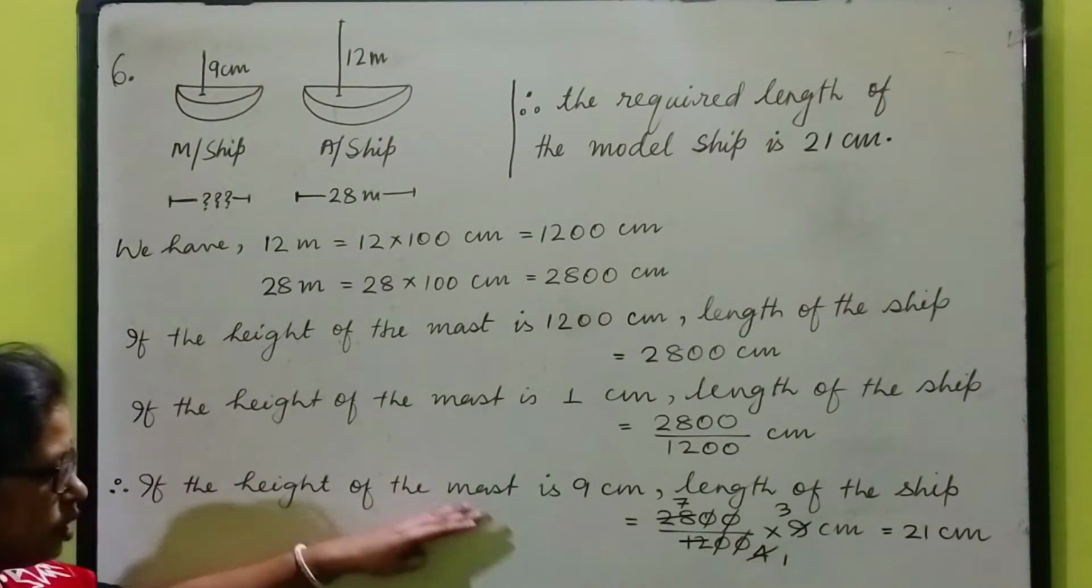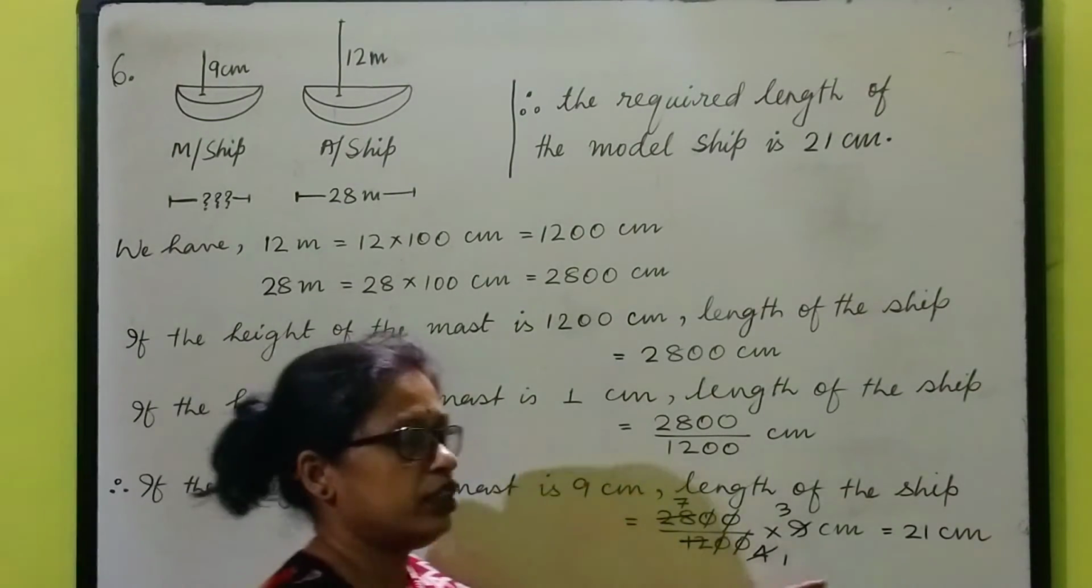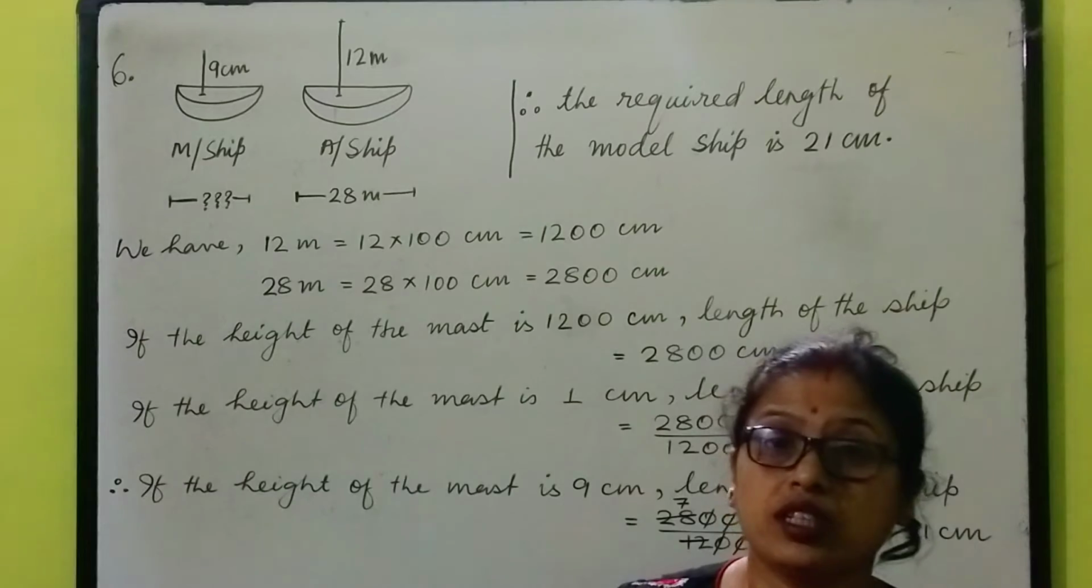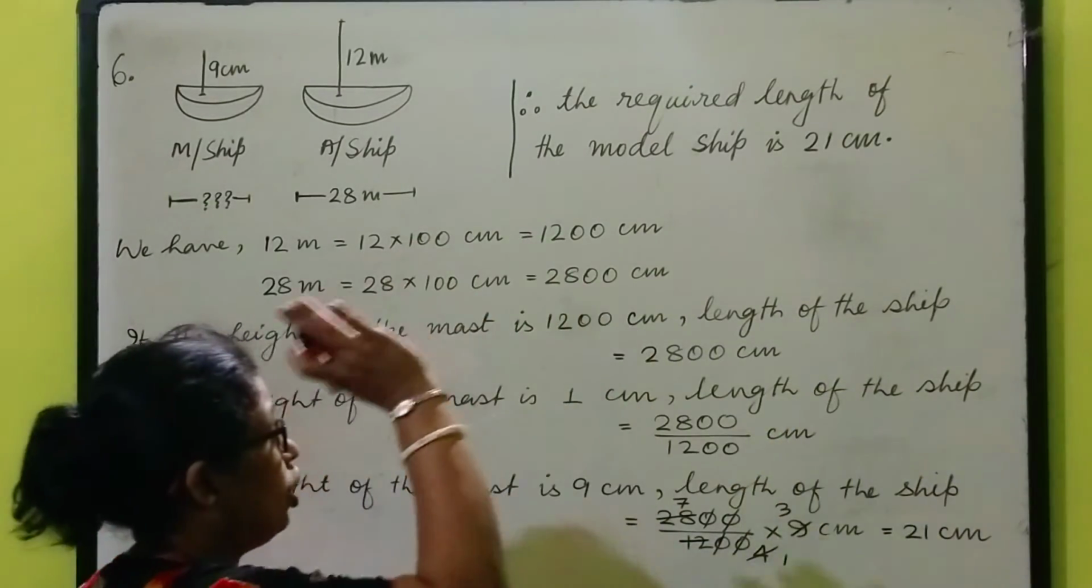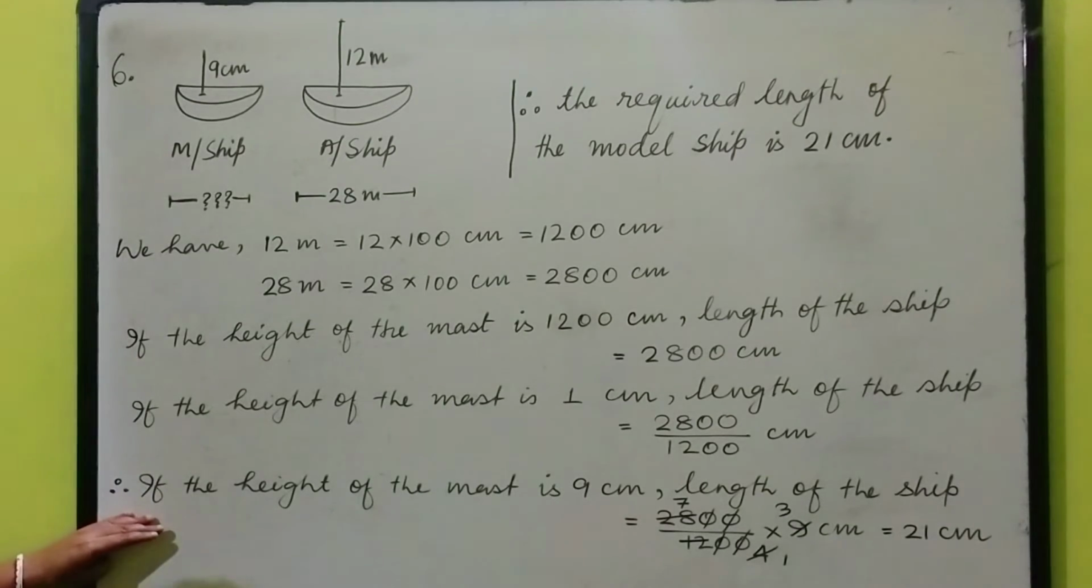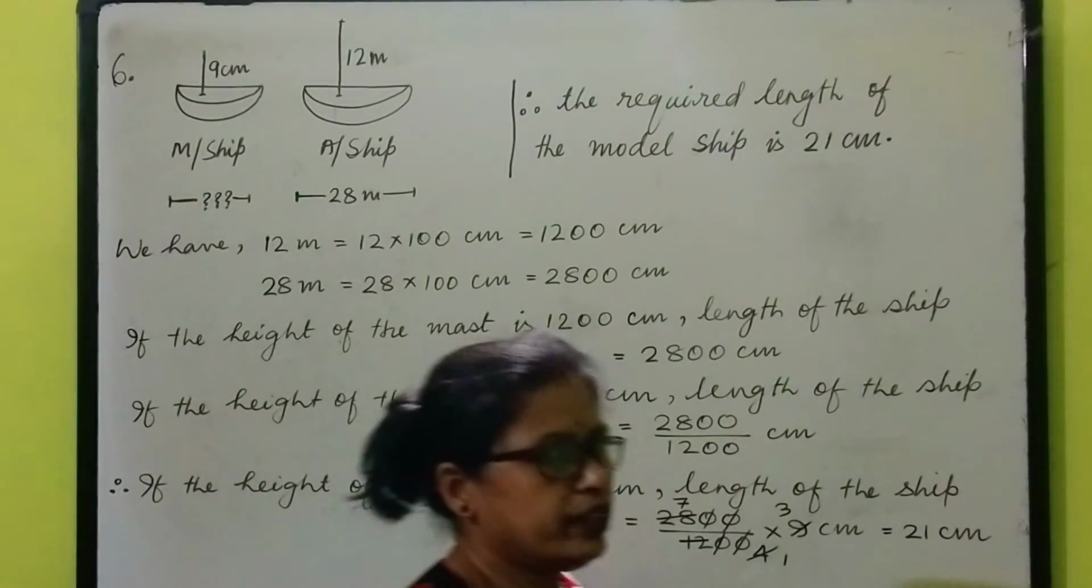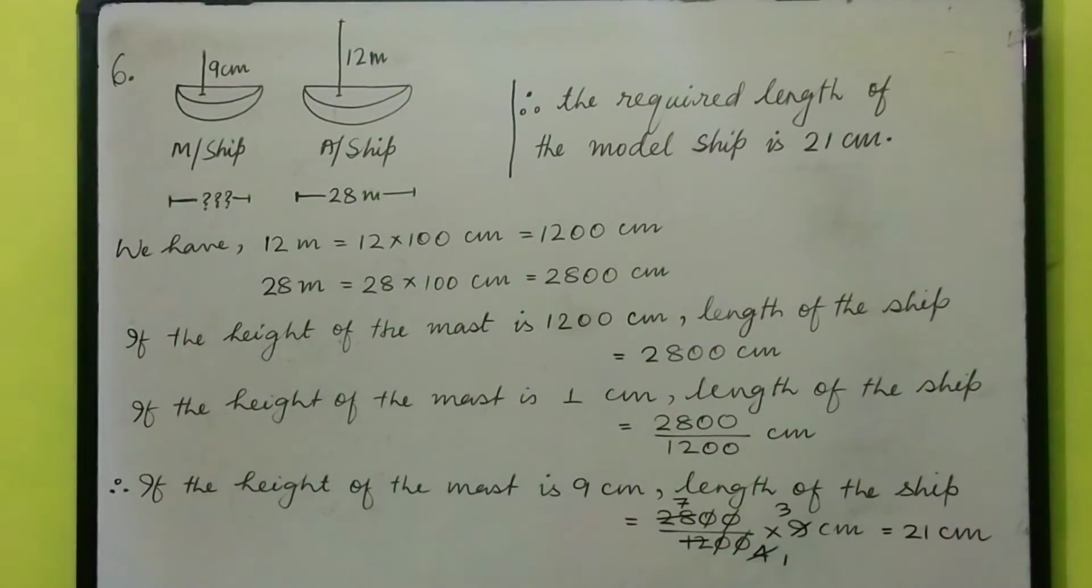Actually, I have to write below, but if I write here, it will not be covered in the video. You can't write it. So I have written it on the top. You write it after calculating, after finding 21 centimeter. Then write, therefore the required length of the model ship is 21 centimeter. Okay, my dear students, have a glance on the board. Read the question properly and go for the solution.